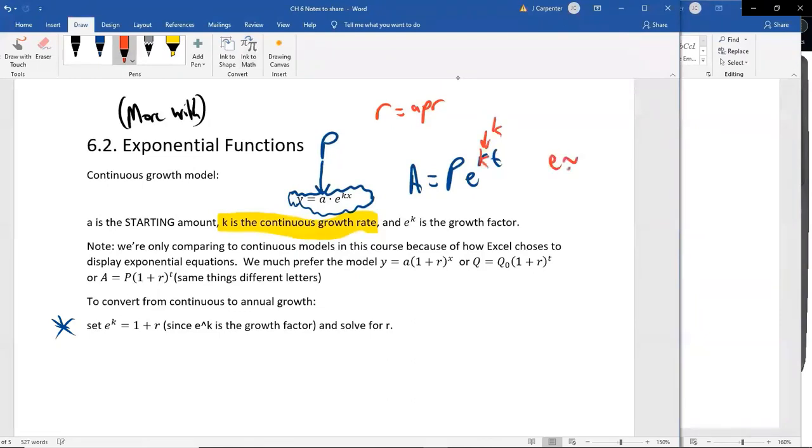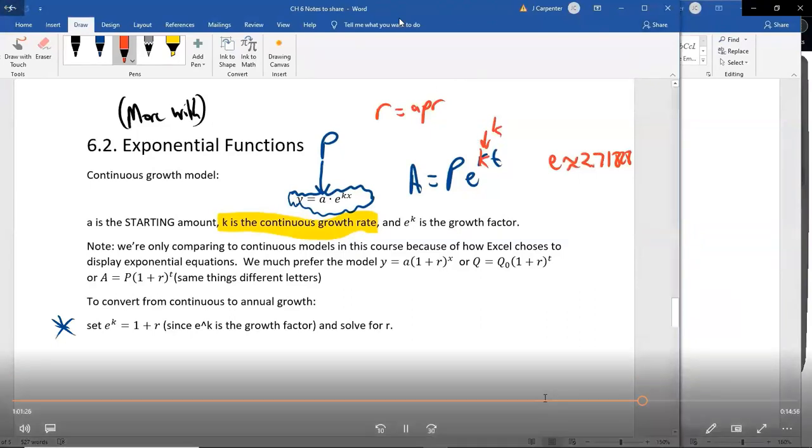So this E is a number, it's about 2.71828. It's actually pretty close to pi. It's very similar to pi in that it is an irrational number. It goes on forever and ever with no pattern. 2.71828, blah, blah, blah.